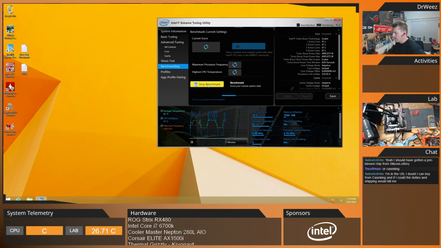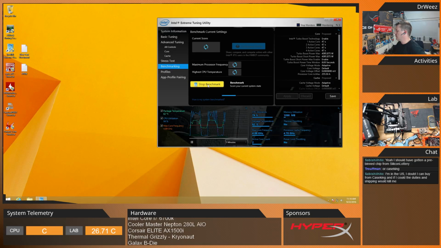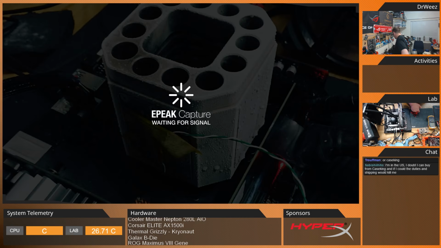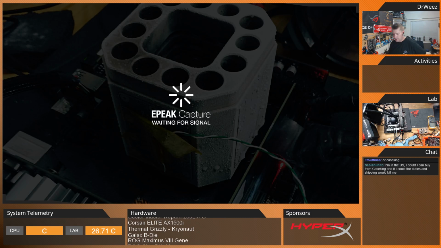Okay, so what's happened now is we've got into the benchmark. Our temperature wasn't a problem, but we have hung. So that means it must be a voltage limitation. So we'll go ahead and reboot. We'll try applying a little bit more voltage and see if we can complete the test.